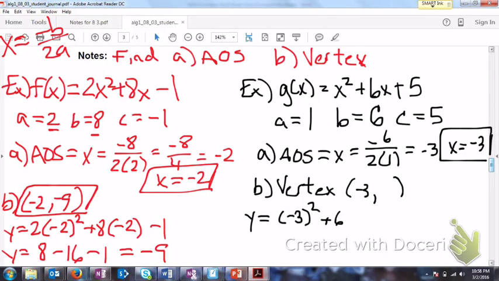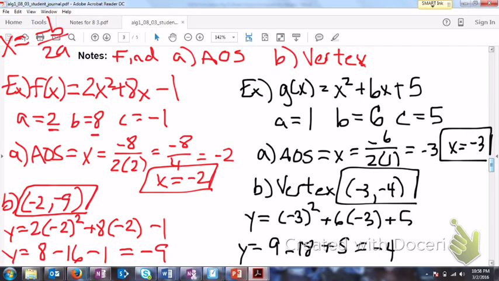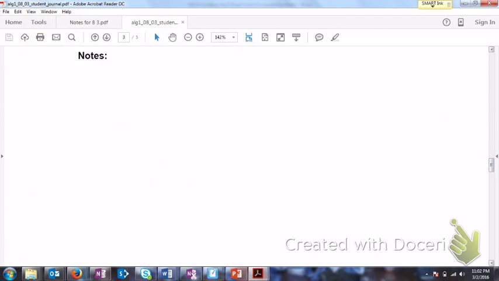Negative 3 squared plus 6 times negative 3 plus 5. Here we go. What's negative 3 squared? 9. 6 times negative 3, negative 18 plus 5. 9 minus 18 is negative 9. Negative 9 plus 5 is negative 4. So our vertex was at negative 3, negative 4. And there is our answer. So we just were able to find the axis of symmetry and the vertex. So now if we were graphing those, we would go ahead and put those on the graph. We'll come back, graph those in a second here.